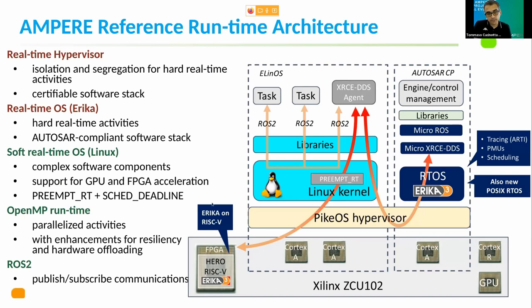And also on the Linux side, we have deployed OpenMP, with the OpenMP runtime that helps applications compiled with OpenMP to exploit parallelism in the hardware, but also to exploit hardware offloading to the GPUs, for example. This OpenMP runtime has also been modified in the project by adding features for resiliency and hardware offloading, for dealing with the resiliency features. There was a presentation made previously by Eduardo and Sara.